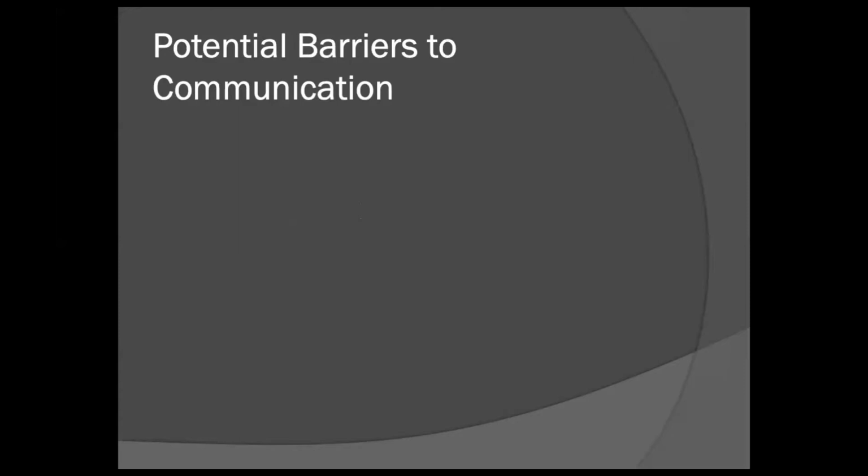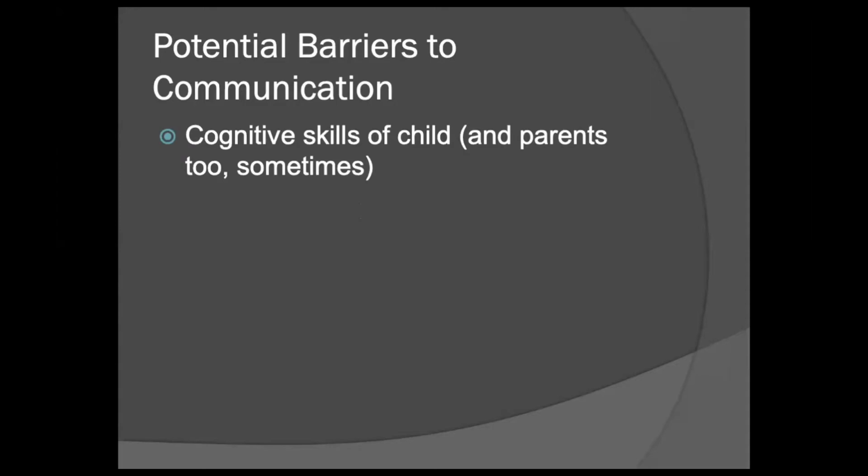Okay. So let's talk about now the potential barriers for communication. The first potential barrier is the cognitive skill of the child. Okay, and the parents too sometimes. No? So maybe you've experienced this in your own practices.